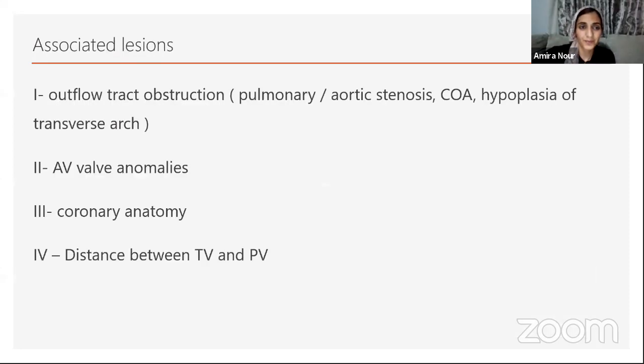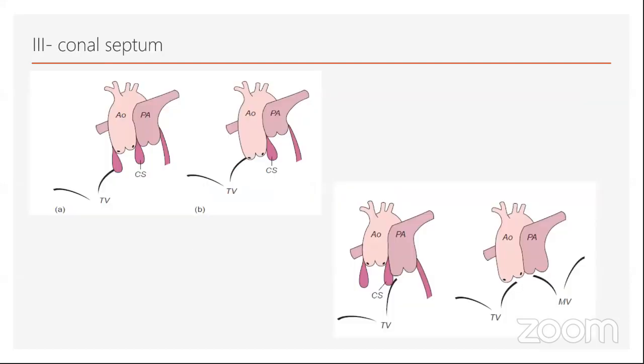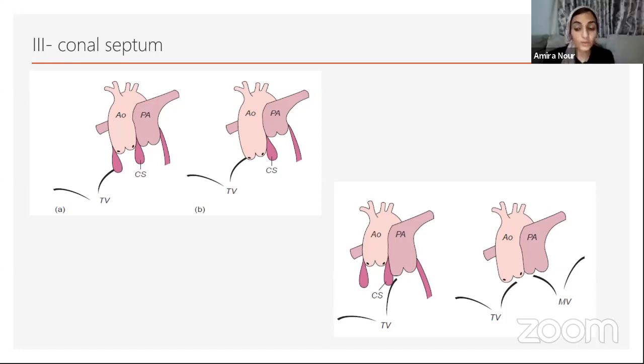Thank you. Someone from our colleagues has been asking what is the difference between DORV subpulmonic VSD, Taussig-Bing, and DTGA. Can you clarify this for the patient?